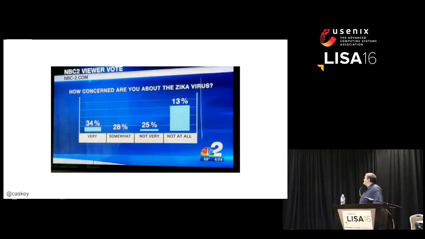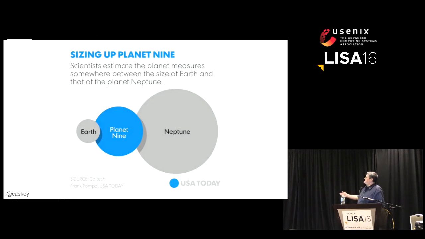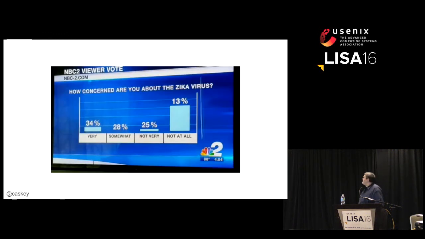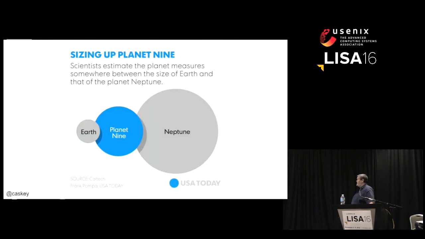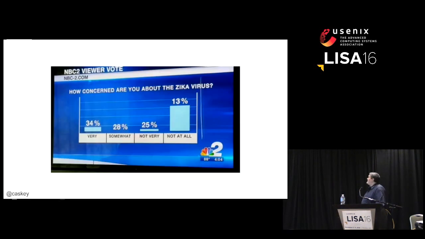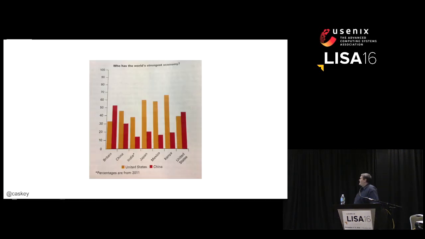So, fun stuff. And of course, the graph says scientists estimate the planet measures somewhere between the size of Earth and that of Neptune. So they literally just made a circle that was halfway between the size of Earth and Neptune. So the graph actually has no meaning whatsoever. It just says, this is between that and that. Yeah, danger of averages. There you go. They average the size of Planet 9 right there. And then these are just mislabeled things, like 13% is huge and 34%. It's like, yeah, it's bad.